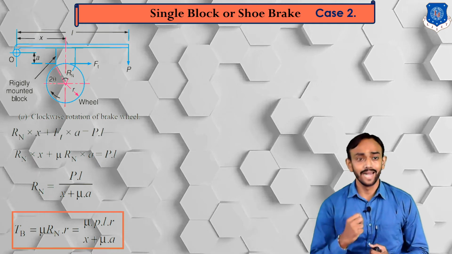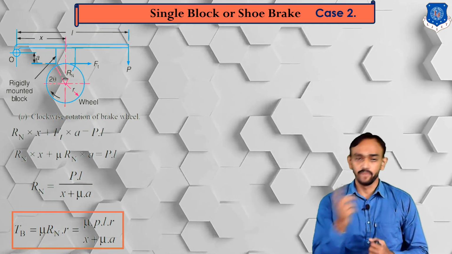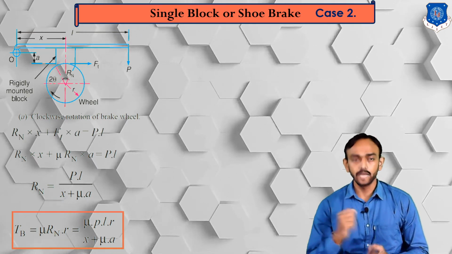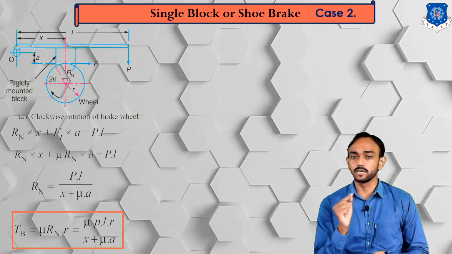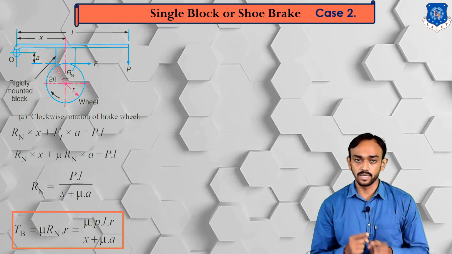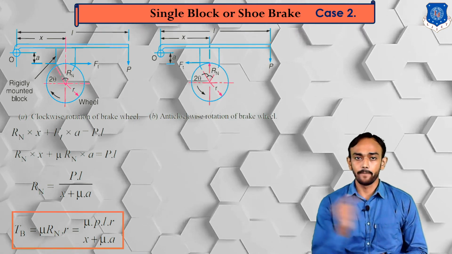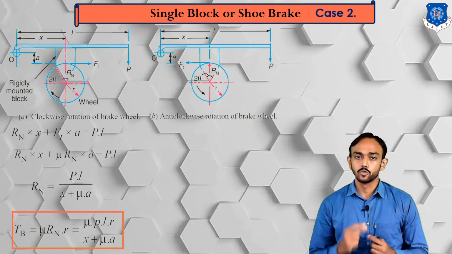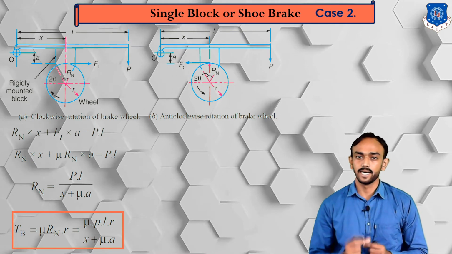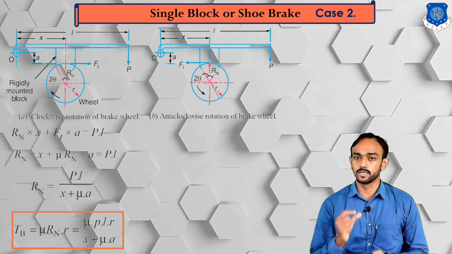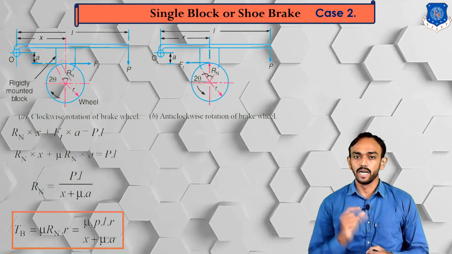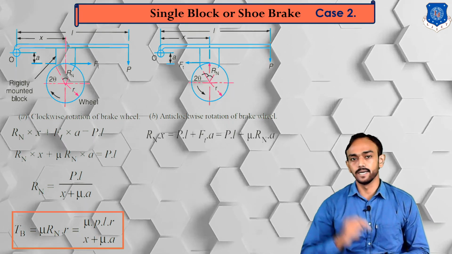Okay, but now let's assume that the wheel is rotating in an anti-clockwise direction. What will change? You can see the direction of the friction force Ft will be reversed, and now Ft will be in this direction. So a minor change will be there in the derivation. When we take the moment of the frictional force, it will change position and it will be on the right side.